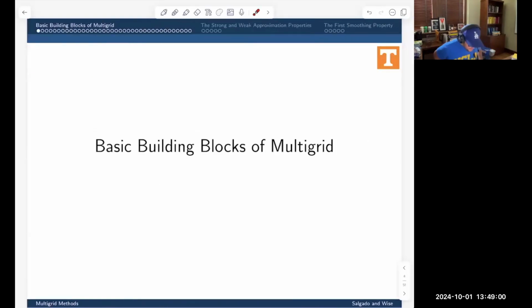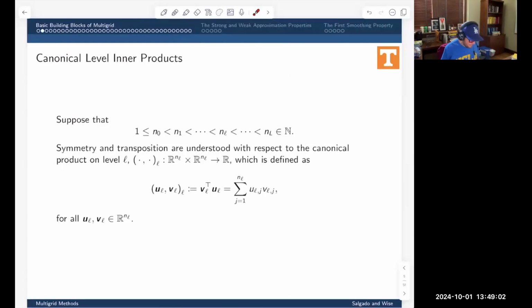So we want to go through the basic building blocks of multigrid. What are the basic building blocks of multigrid? Well, first we need a hierarchy of meshes. And now we're not going to assume that we have nested and uniform meshes anymore. We're going to get rid of that and use this sort of abstract approach, an abstract matrix-based approach. So now all I have to think about is I have a hierarchy of spaces.